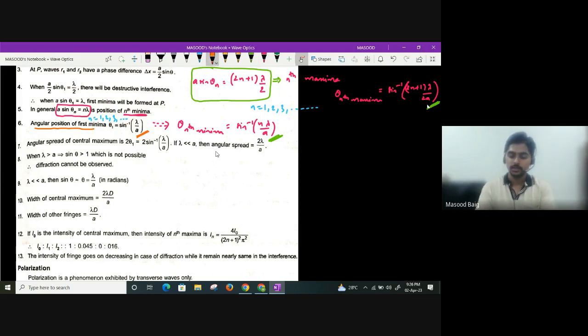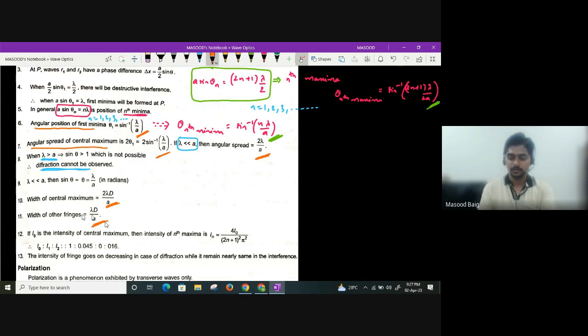Okay. Similarly, you also have the angular spread of central maxima. Angular spread of central maxima will be 2 sine inverse of lambda by a, and I can write it as 2 lambda by a. When can I write 2 lambda by a? Only when the wavelength of light used is less than the width of the slit. And a very important point, if the wavelength of the light used is more than the width of the slit, diffraction cannot take place, guys. In the same manner, you will have the width of central maxima, which is 2 lambda capital D by small a. Width of any other fringe will be lambda capital D by small a.